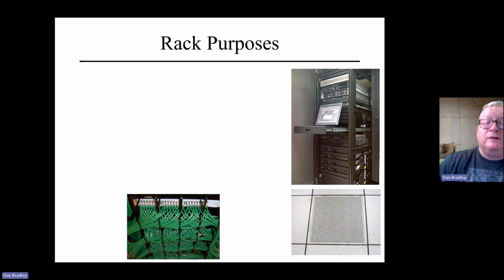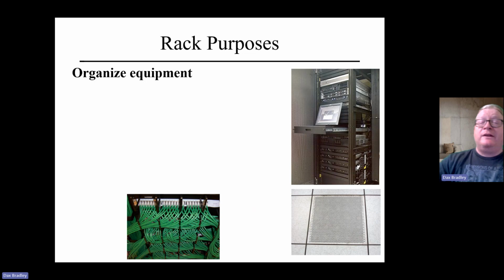Different rack purposes are listed here. They are here for the organization of equipment. Over here, this one is the one that pulls out. You can see the OS that's there for local operation, for backups and testing. You can also organize the cables and the cable runs.